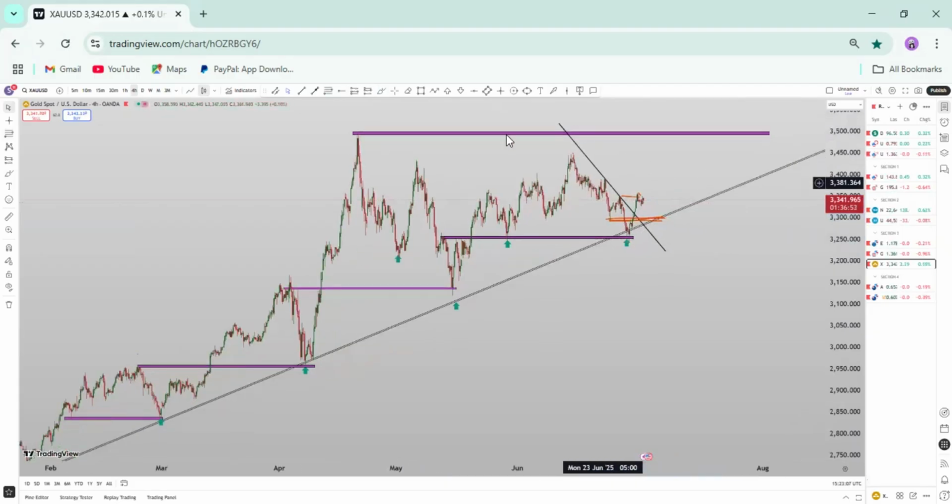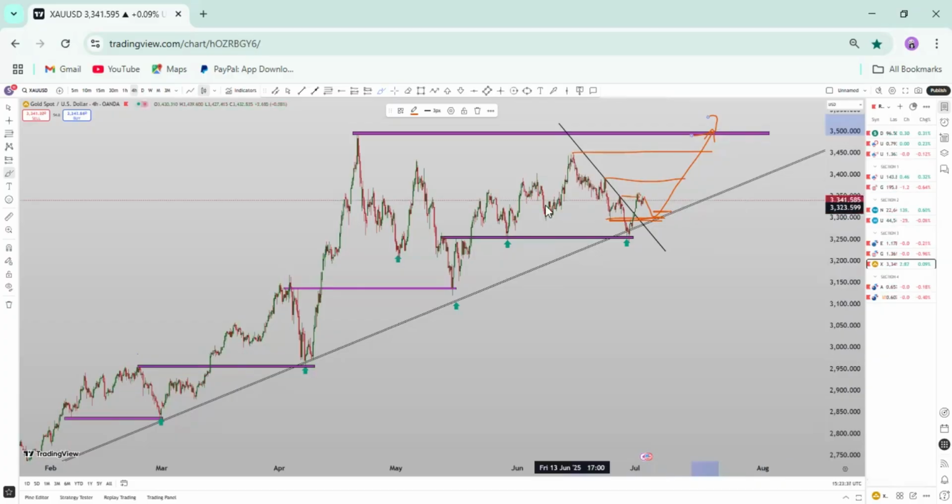Now, what I want to see is this market do some retracement to this area. Then I will take my entry and run this gold setup to the upside. My first take profit will be around here, my second around here, then my third at the top, at the resistance level. So this is what I'm expecting to see on gold this week.